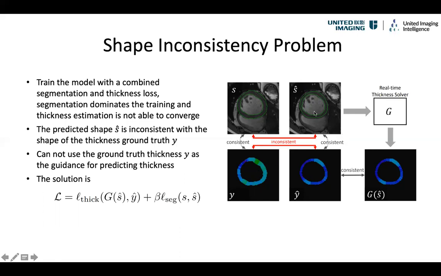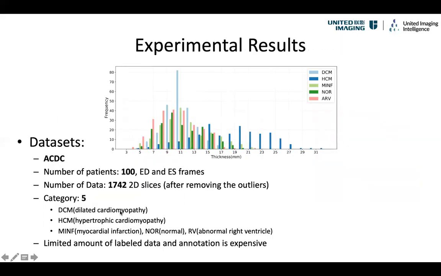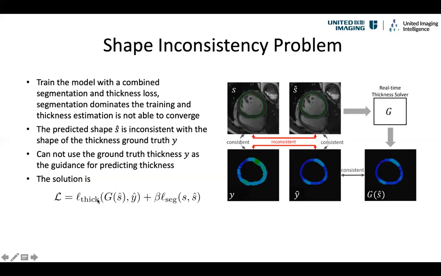Our solution is to use S hat as input to our fast solver to generate a pseudo thickness, and want our predicted thickness Y hat to be consistent with our pseudo thickness. So this is the new loss function. We want Y hat to be consistent with the new pseudo thickness.